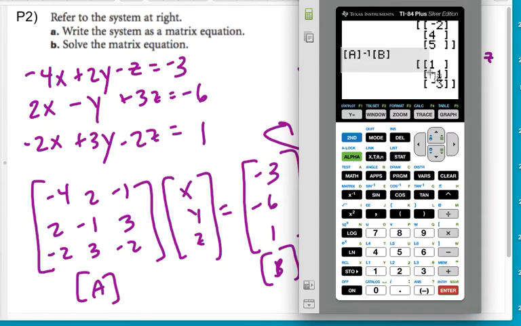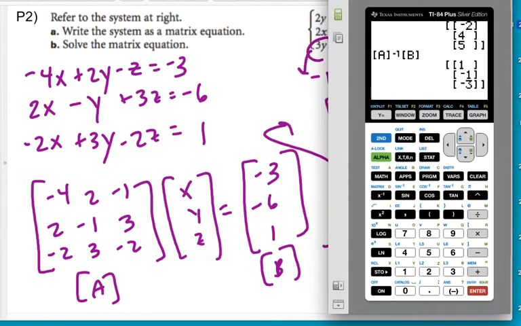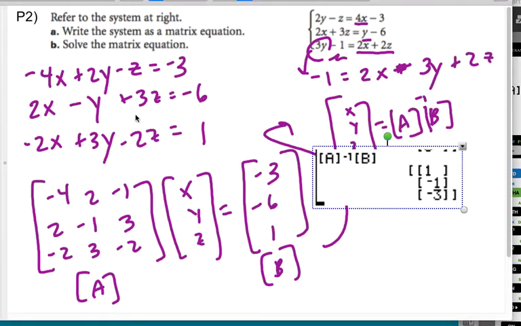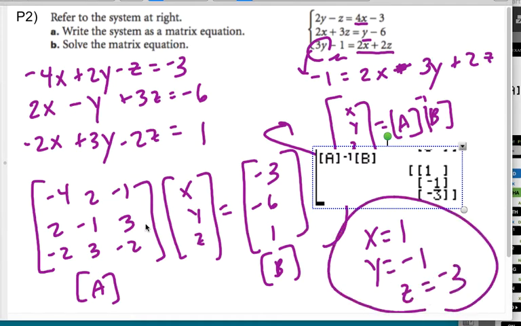Now they're not always going to be nice, happy numbers. Sometimes they're fractions, sometimes they're decimals, whatever. But that's the gist, right? So there's my answer, and then to answer my question, my x is 1, my y is negative 1, and my z is negative 3. Cool. All right, moving on.